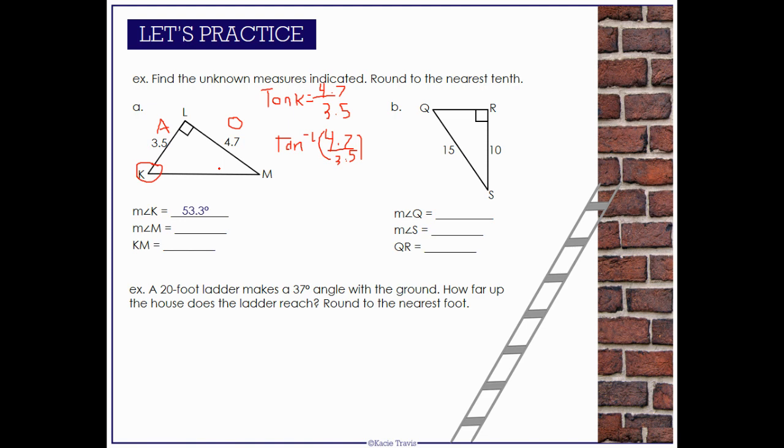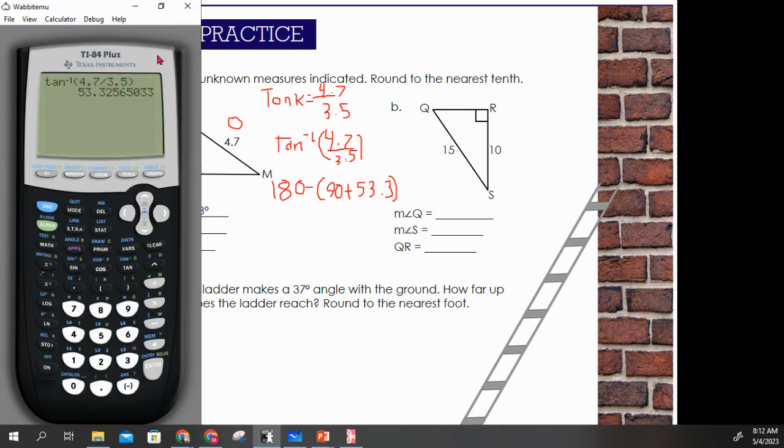Now that we got this, we can really just go through and figure out angle M. We can still do another trig function, or you can go through and do some subtraction. So if you remember from a while back, all three of these angles in our triangle got to add up to 180 degrees. So let's kick it old school style. We got 180 minus 90 plus our new angle, 53.3. So let's go through, let's pull it up, let's see what our calculation is.